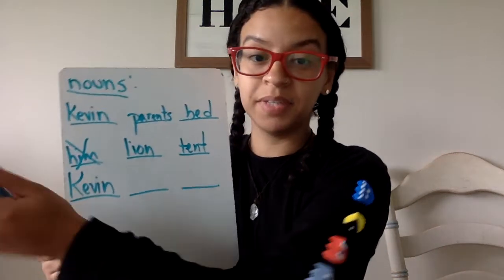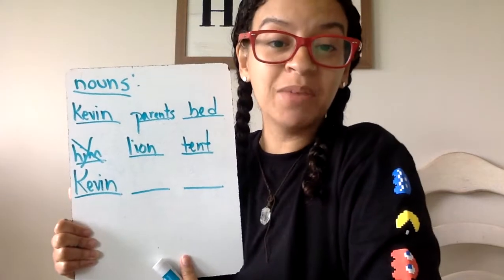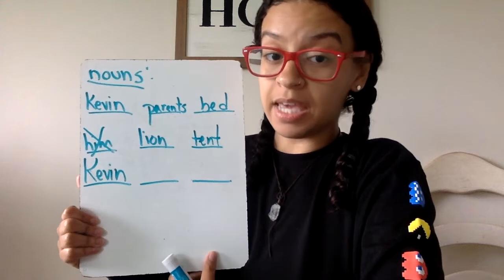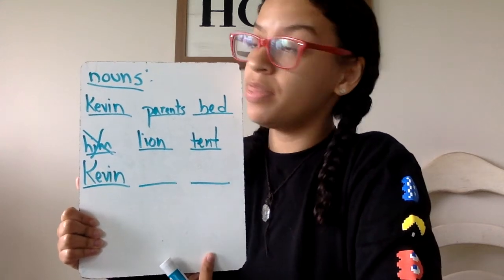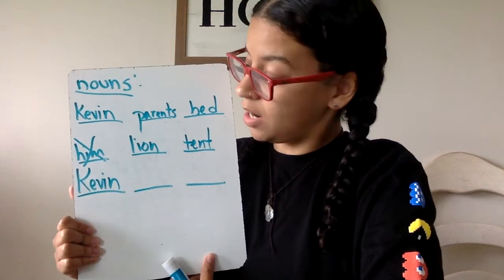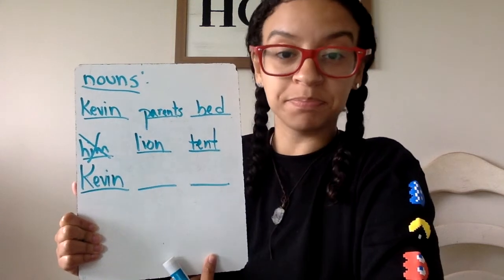Next sentence. He wondered how they could be so calm. Again, if you put he or they, those are not nouns, those are pronouns. In this sentence, there were no nouns.